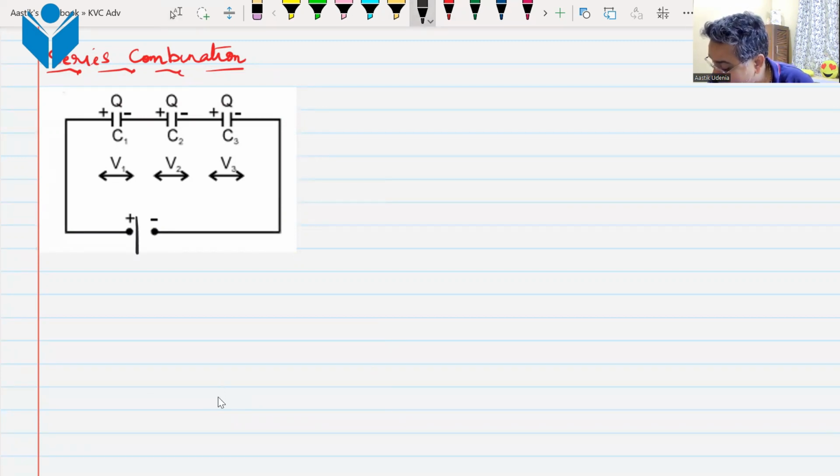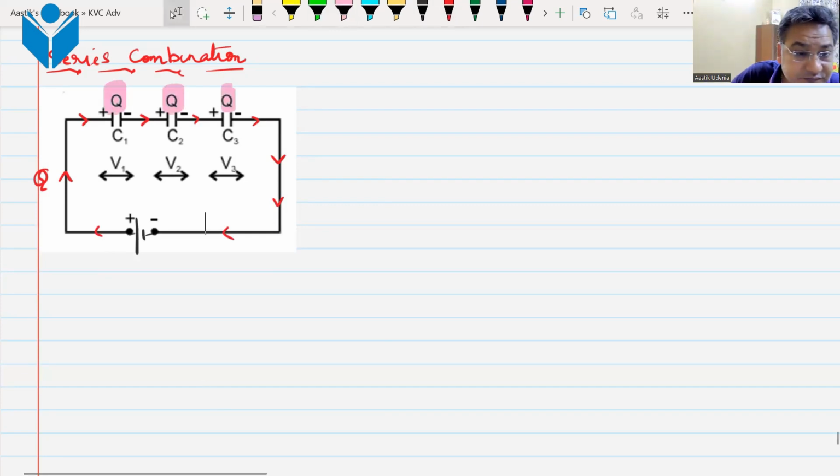Here there is a battery. You can write the battery like this also. The same charge flows, as you can see, the charge which is flowing Q is same through all the three capacitors, and the same charge Q is put on all the three capacitors. Such a combination is known as series combination.